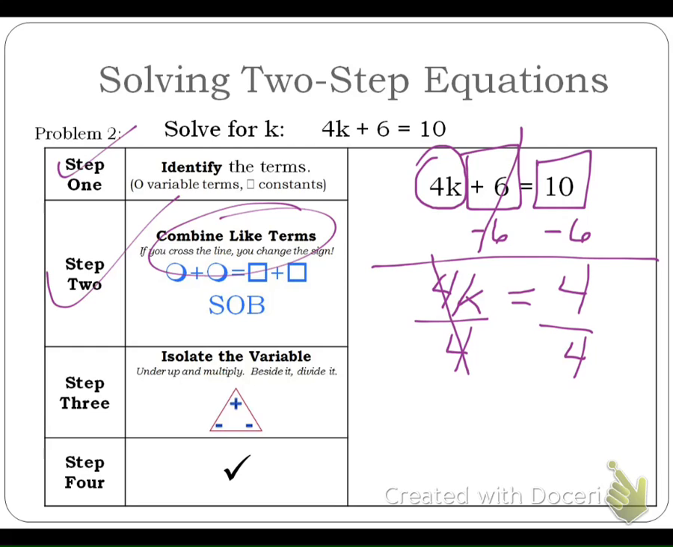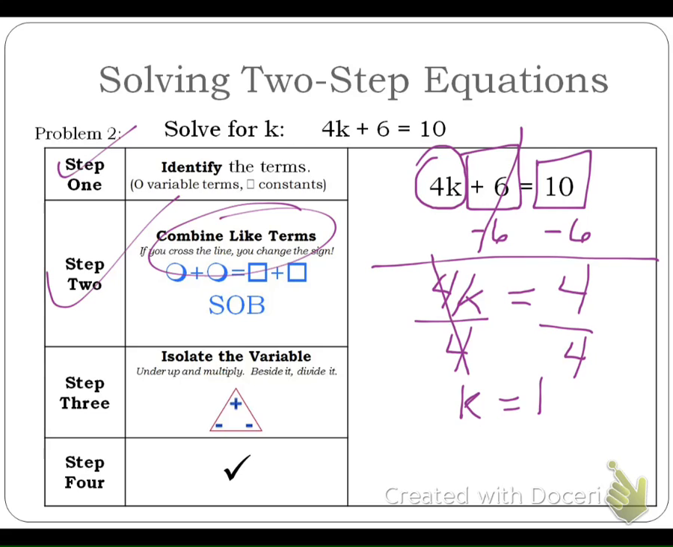I cancel out the 4's. 4 over 4 cancels out. And I just have k on the left-hand side of the equation. On the right-hand side of the equation, I have 4 divided by 4. Well, 4 over 4 always reduces to 1. Any number over itself always reduces to 1.